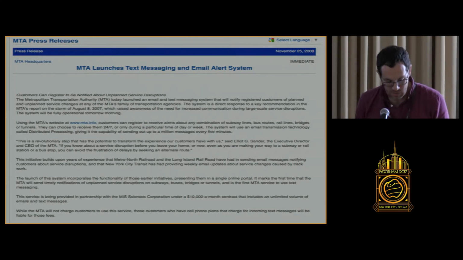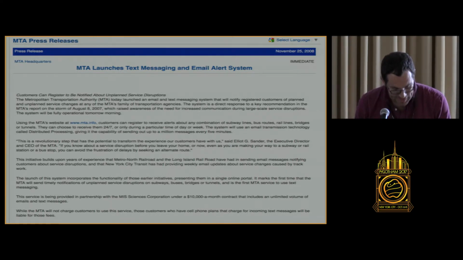So in late 2008, MTA announced a program to send emails and text messages to subscribers about unplanned service disruptions. The program has been popular and has been maintained for almost a decade. So as a result, there's a record of every major service disruption on the subway, the bus system, the Long Island Railroad, the Metro North, and on any bridges and tunnels in and out of the city. Does anyone here subscribe to this feed or get emails or text messages from them? A few? Okay, yeah, me too.